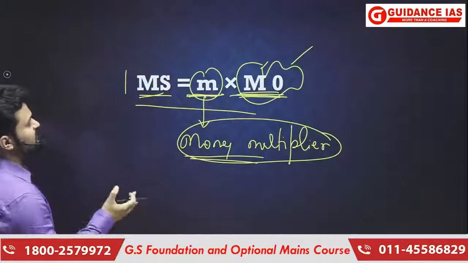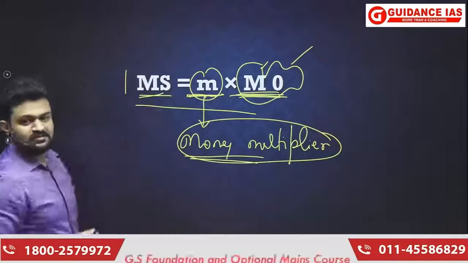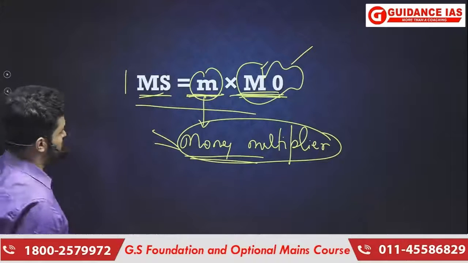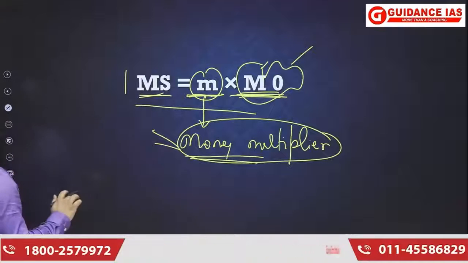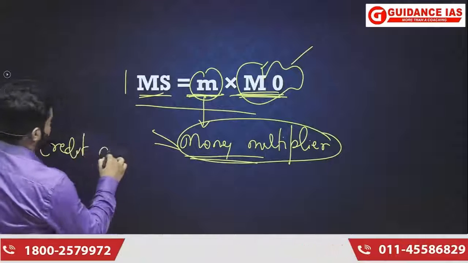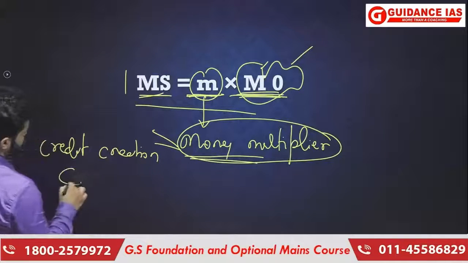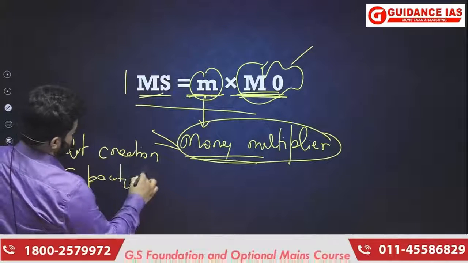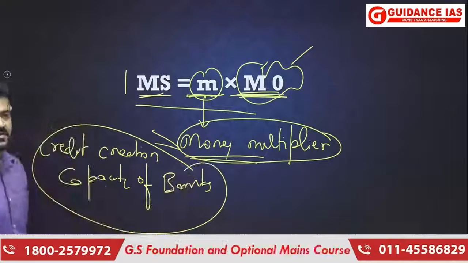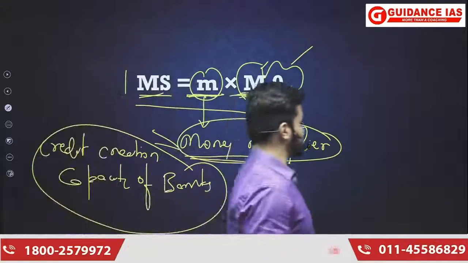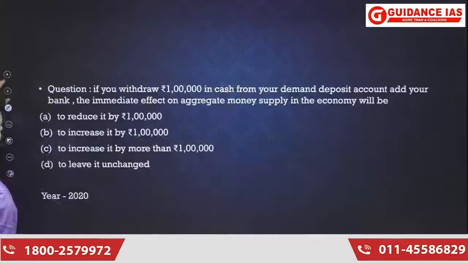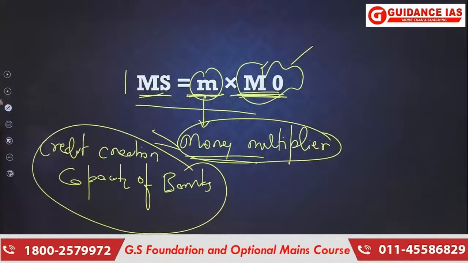Then what are the factors that determine the money multiplier, or which factors affect it? That is something that becomes important to understand. So money multiplier depends upon the credit creation capacity of the banks. That is the most important thing that you need to understand here. Let us understand it, and then we will attempt the questions.